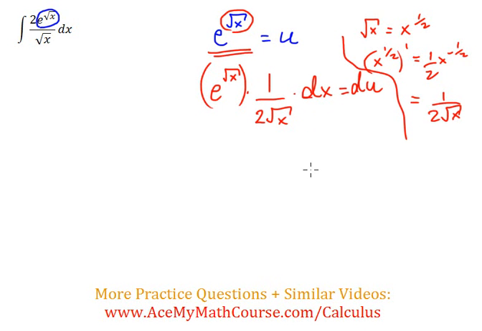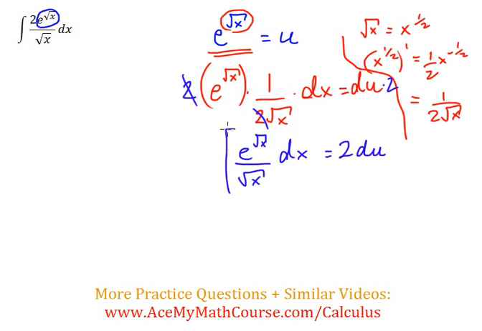Now, what can I do here? In this case, I'm just going to clean this up a little. I'm just going to write it as e to the root x over the square root of x dx. There's a 2 here that I'm going to send over to the other side of the equation. And how can I do that? I can just multiply both sides by 2. So they cancel out, so I get 2 du on that side. Now look at this. This whole thing is exactly what we have here.